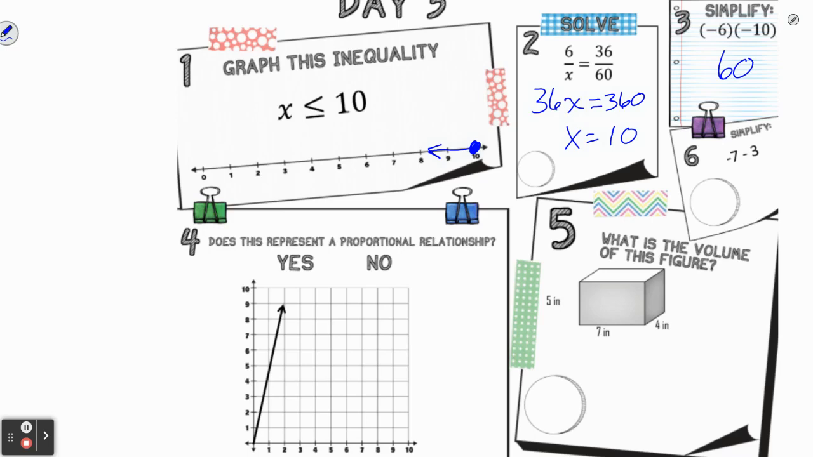Okay. All right. Does this make a proportional relationship? Does it cross the origin? Is it straight? Yes, because it's got a constant rise. It looks like if it kept going up, it's probably somewhere there, but it's straight. So yes, it is proportional. All right, length times width times height. So 5 times 4 times 7, 20 times 7, 140 inches.